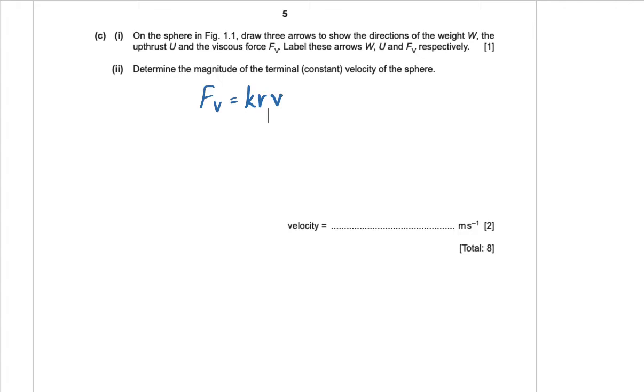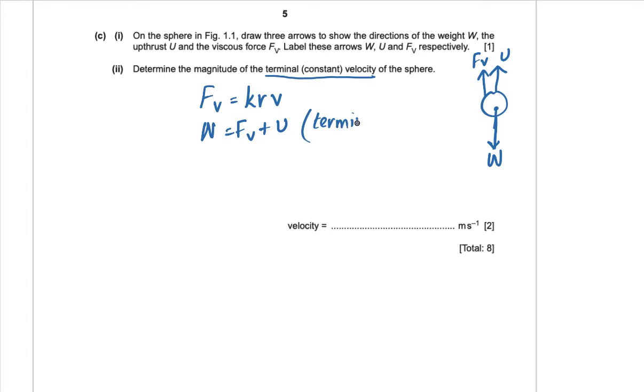Like I mentioned in the beginning, all the forces need to be balanced in order for the sphere to attain terminal velocity. They are specifically asking us to find the terminal velocity, so we can consider that all the 3 forces acting on the sphere have been balanced at this instance. So this is the ball, this is the upthrust, and also the viscous force, and this is the weight that acts from the center. So we can assume that weight is equal to Fv plus U. This is due to the terminal velocity that this sphere has attained.